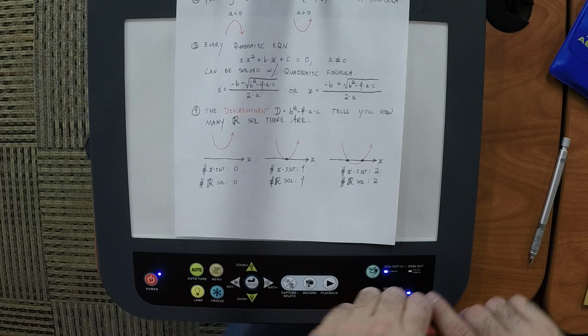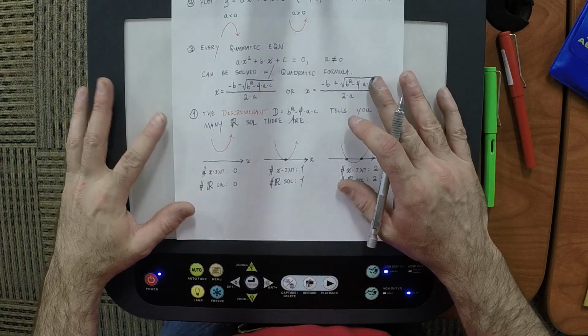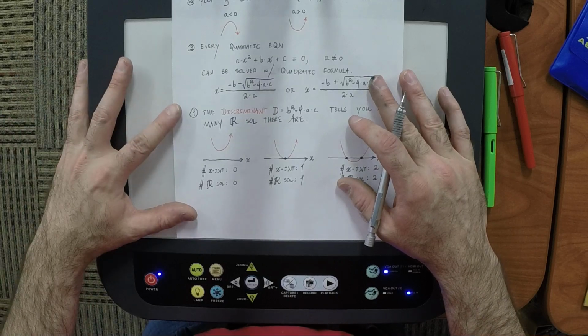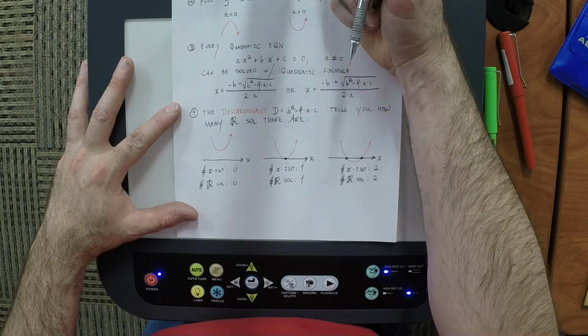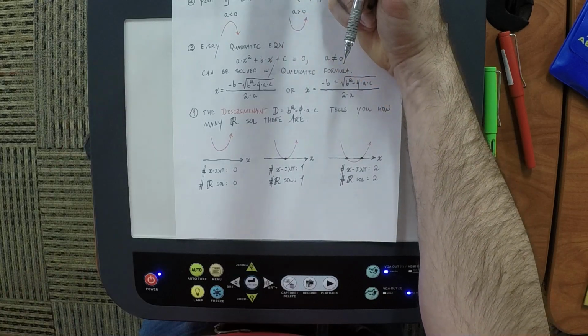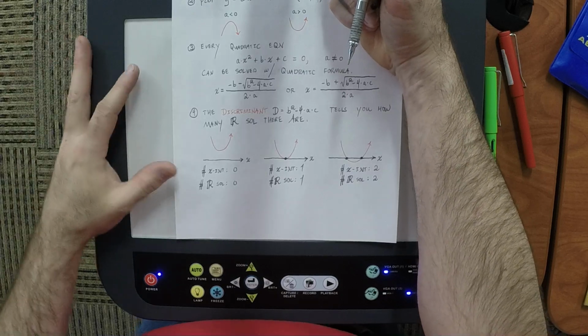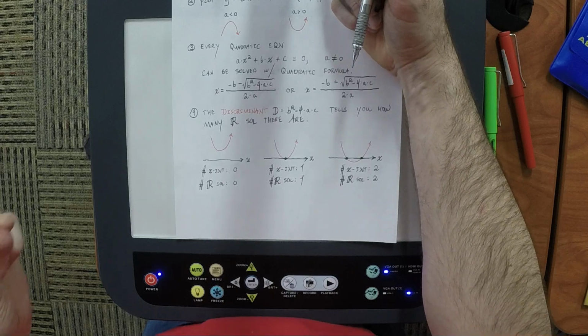Well, let's imagine for a second. Suppose the discriminant turned out to be negative 25. That's conceivable. The discriminant is the thing that's in the radical. What if we were trying to put negative 25 into the radical? Can you do that? No, you can't. There's no real result for that.